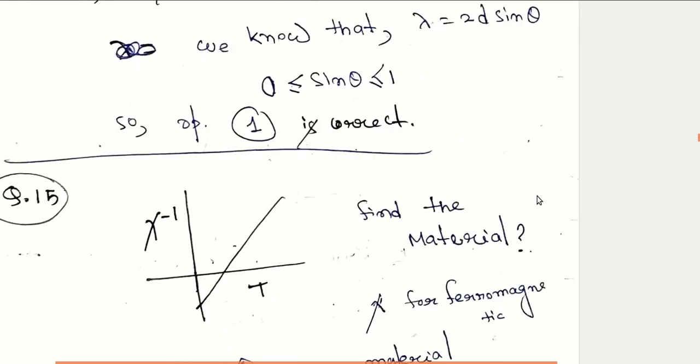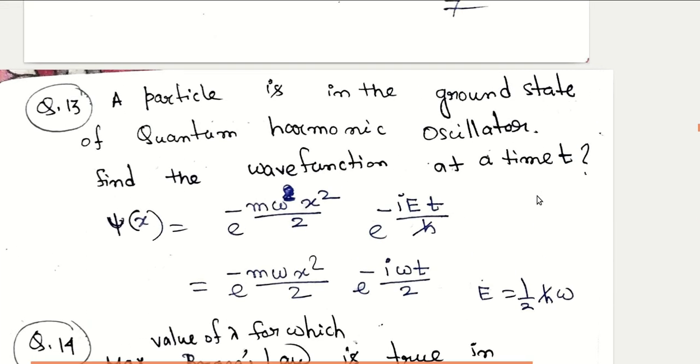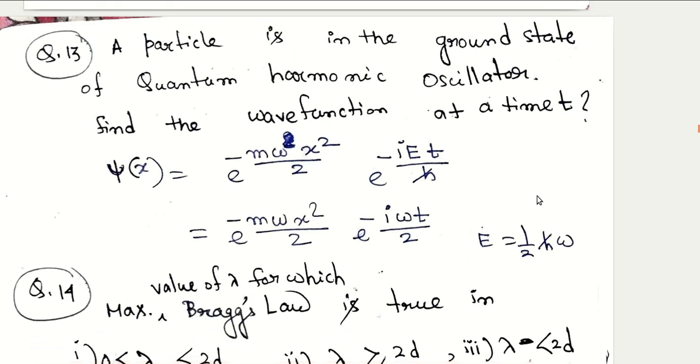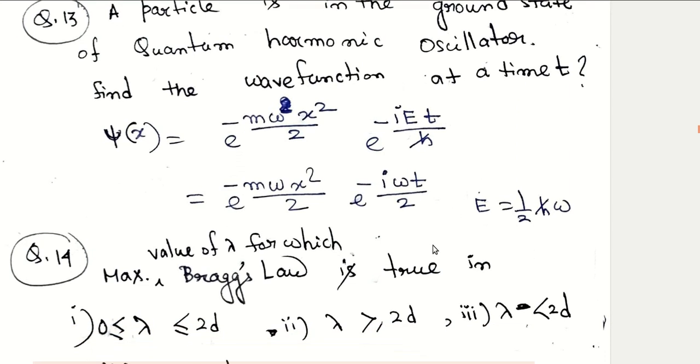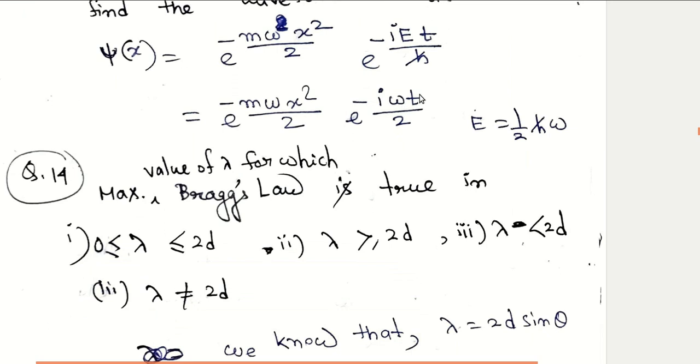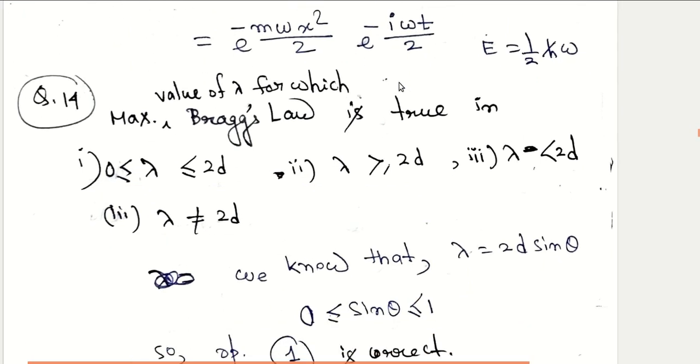Now next, you have a particle in the ground state of a quantum harmonic oscillator, and you need to find the wave function at time t. The options are given in terms of e to the power minus m omega x square by 2, and you need to find this factor correctly. It is basically e to the power minus i E t by h bar, and you know that E for the ground state is half h bar omega. If you substitute that, it will give you minus i omega t by 2. So this factor is already given, you just need to find this factor.